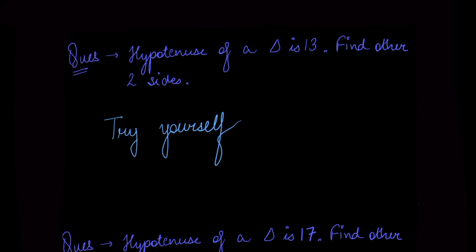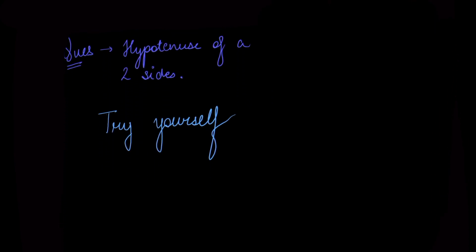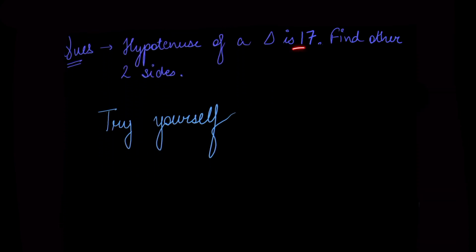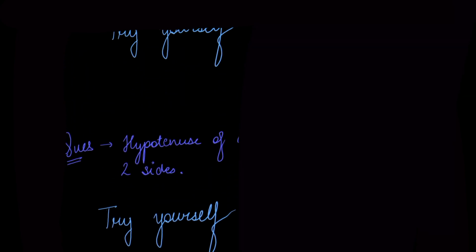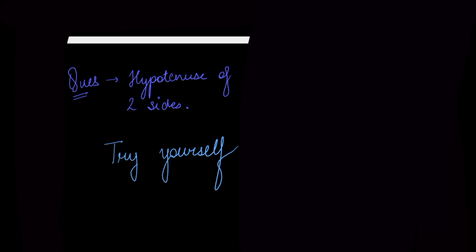Now there are two questions given here for practice. The hypotenuse is given as 13 and we have to find the other two sides. It is the same as the previous question just done. And we also have one more question, where the hypotenuse is given as 17 and we need to find the other two sides. These two questions are also like the previous one that we have done.